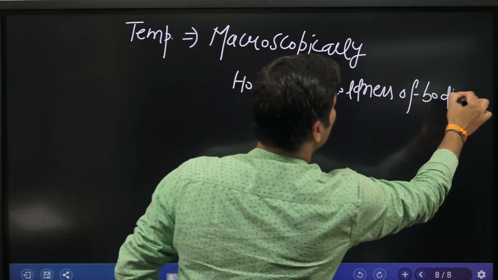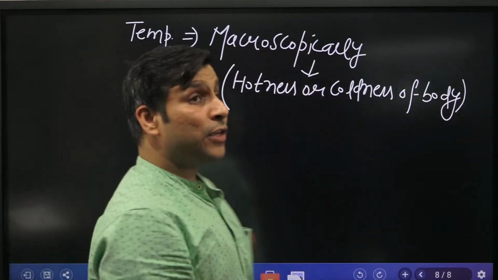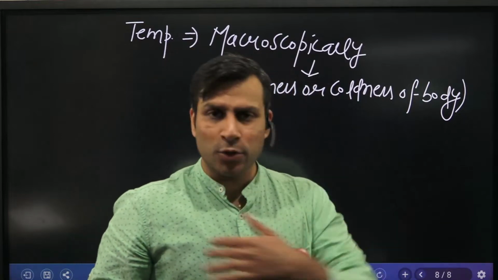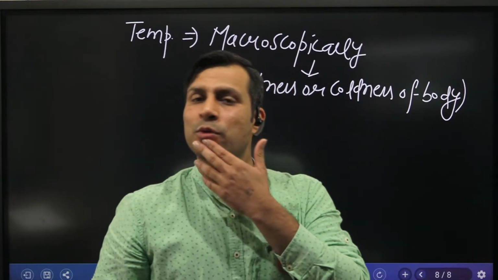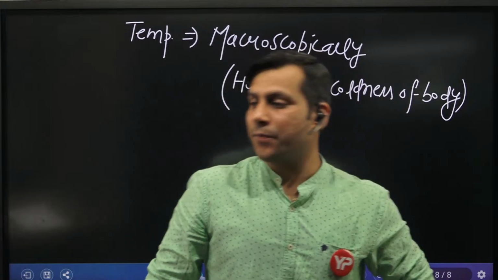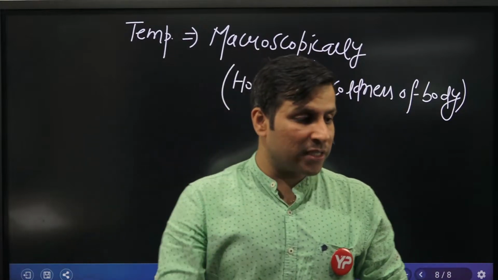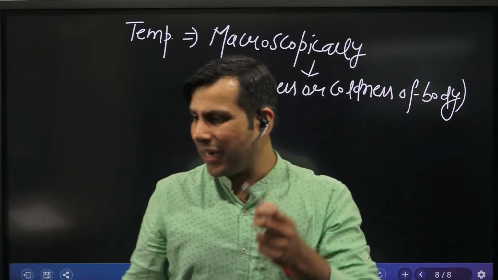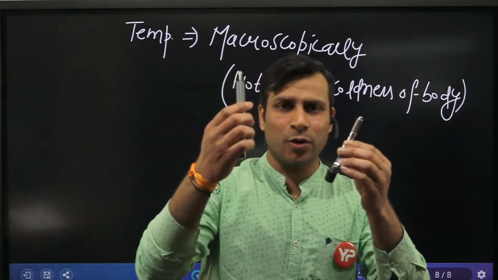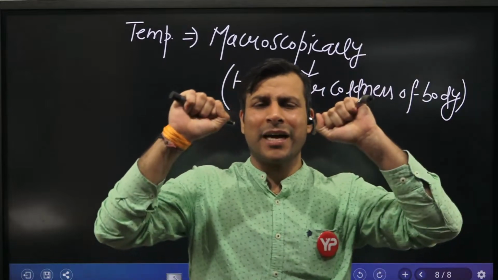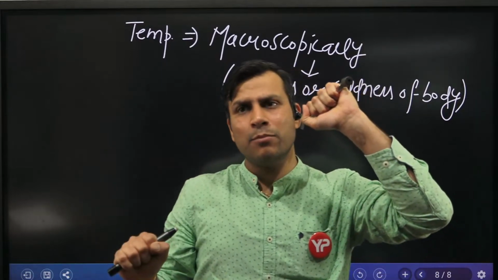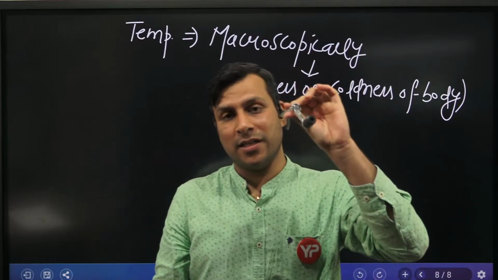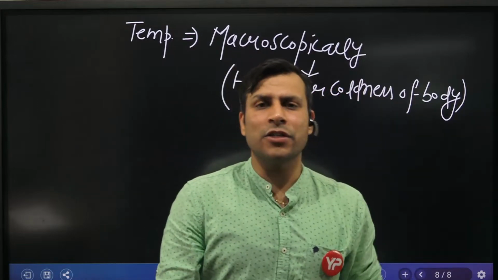Okay, but this definition is not right, guys, at every place. Why? Suppose you are sitting in this room in winter conditions, and we have two objects: a metallic object and a plastic marker. When I touch these objects, I feel more coldness here, and here I don't feel that kind of coldness. So that's why this definition is not right.